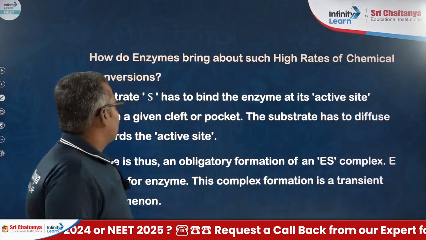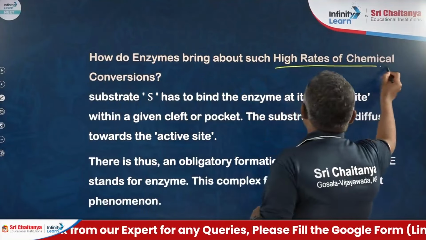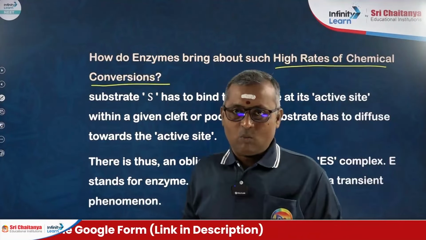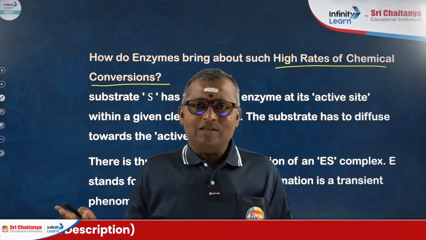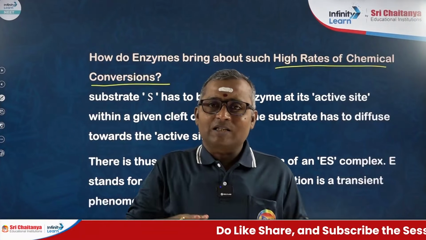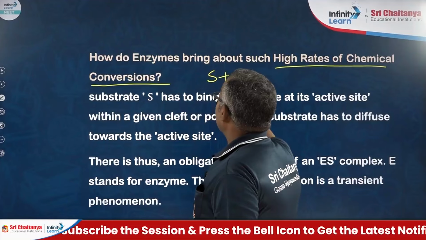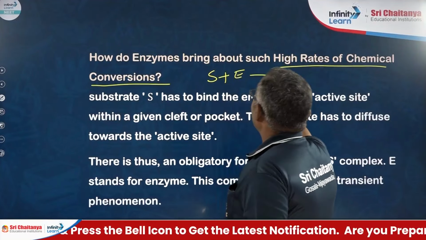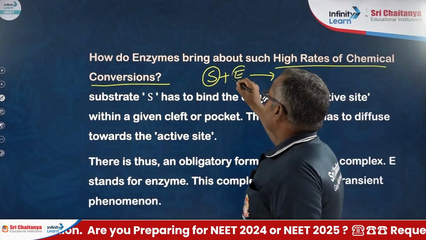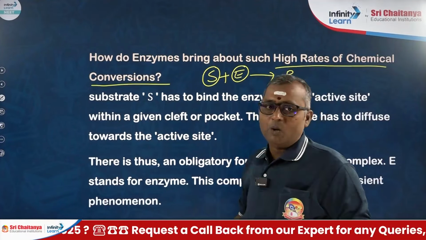Now, here we have to understand how enzymes bring about such high rates of chemical conversions. In order to understand this, we have to discuss first what is a reaction. Reaction is nothing but metabolic or chemical conversion. Here, a substrate is converted into product. So, simply to represent, S plus E gives rise to P. Here this is substrate and this is enzyme. In the presence of enzyme, substrate gets converted into product.